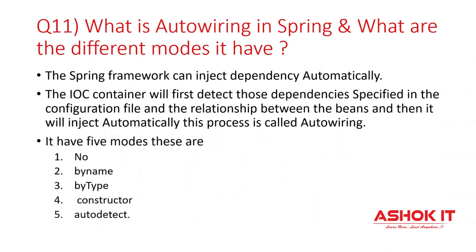In the case of XML, these modes are given: no, byType, byName, constructor, and autodetect. The fifth one is removed now. No indicates that the container should not do any autowiring, and I'll do manual wiring. byName and byType come under setter injection, and constructor comes under constructor injection. Internally they are used.